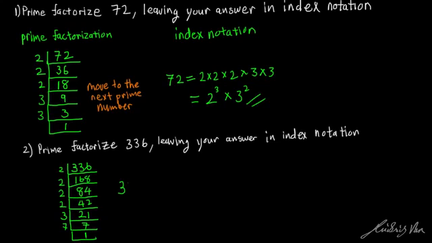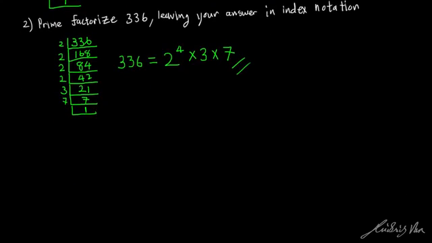So 336 in index notation will be equal to 2 to the power of 4, because we can see that there are 4 2's, times 3 times 7. And this will be our answer. So we move on to the last question, and that is prime factorize 630, leaving your answer in index notation or product of prime factors. And you might want to pause this video to try it out before I go through my solution.